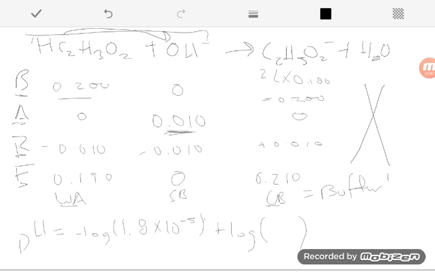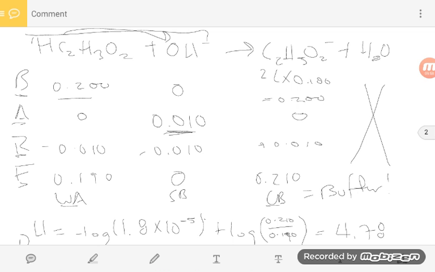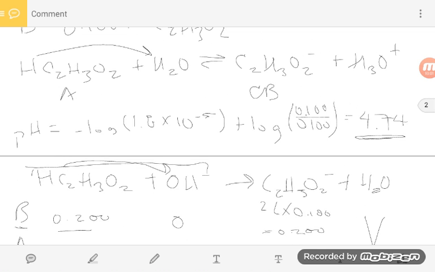Now notice we have moles in my table, but good news is for my Henderson-Hasselbalch, I can just plug in moles. I don't have to turn it back into a concentration. So I'm just going to plug in my base on top, 0.210, and my acid on bottom, 0.190. It's a 9 there. And then I plug that into my calculator, and I get 4.78.